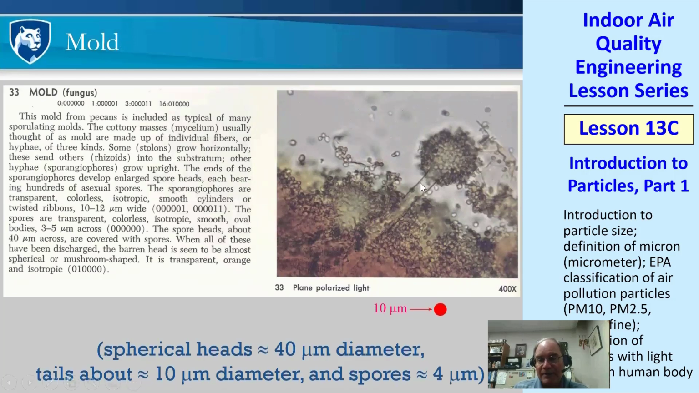Molds are interesting. There's a shaft. This shaft is about 10 microns, you can see there. This head is about 40 microns. But these little spores that come off, you can see all these spores on the head and they fall off. In this particular mold they are about 4 microns. And so those can get into your lungs.